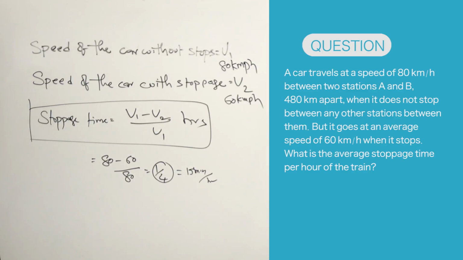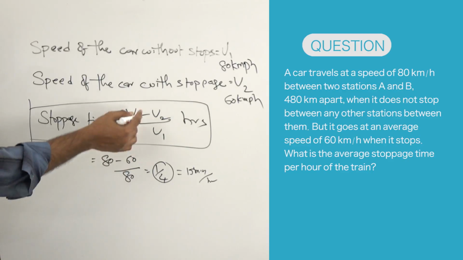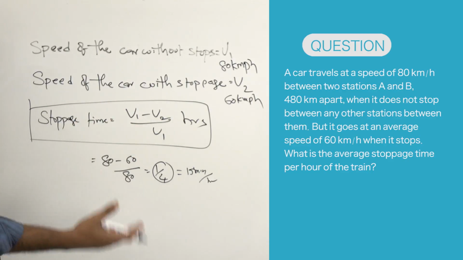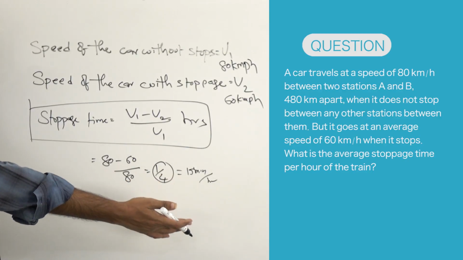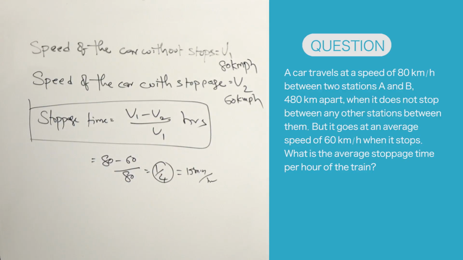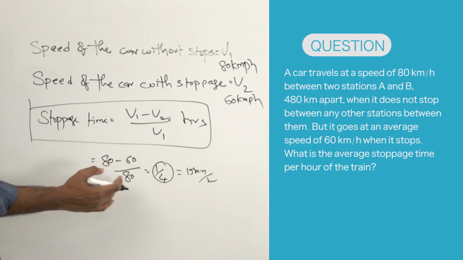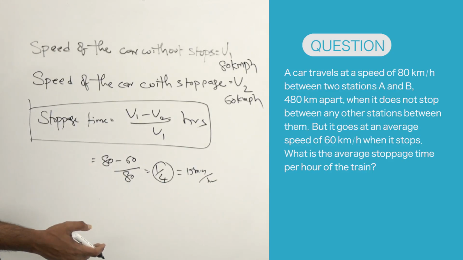Though it took time for writing, when you need to answer it in the exam, it is simply 80 minus 60 divided by 80, which is nothing but 1/4. 1/4 of an hour is nothing but 15 minutes. So this is how, using the formula, you can find your answer pretty quick compared to solving it using the traditional method. I'll explain also the traditional method of solving this particular question.